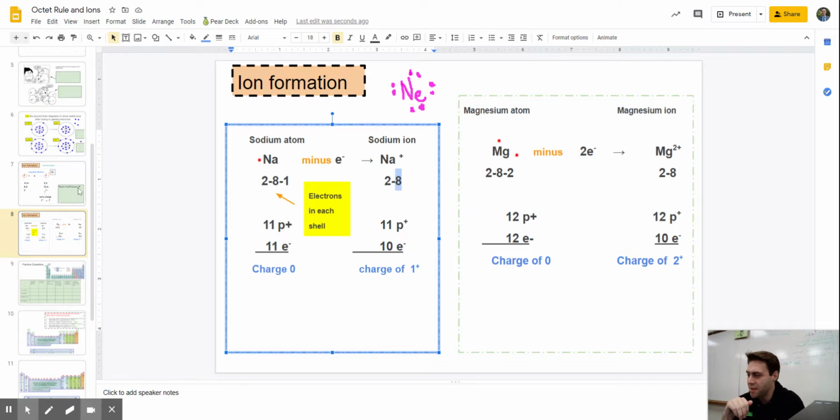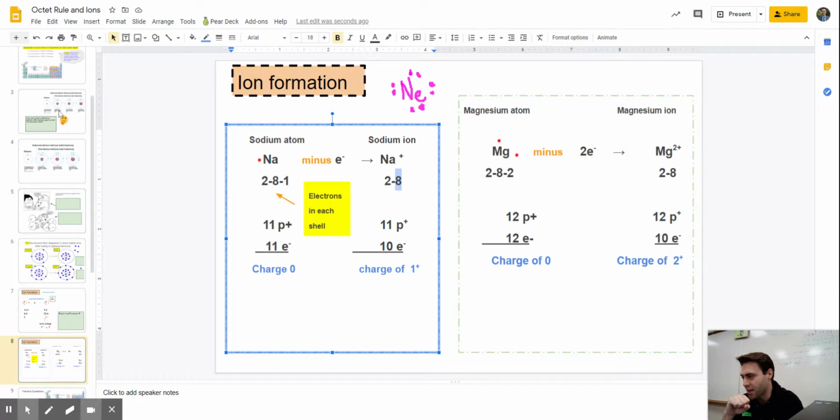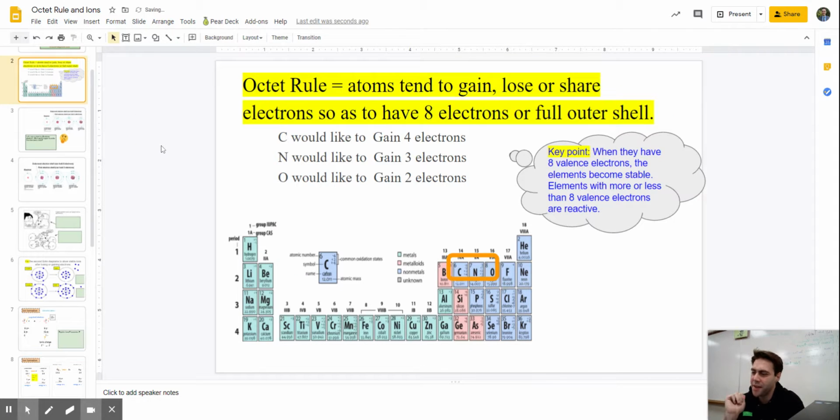The trend you'll notice, let me go to our periodic table. You might be asking why some of these are gaining electrons like we looked at earlier, and some of them are losing electrons. Well, the ones that are losing electrons are metals, and the ones that are gaining electrons are nonmetals, and that's the trend that we're going to see.